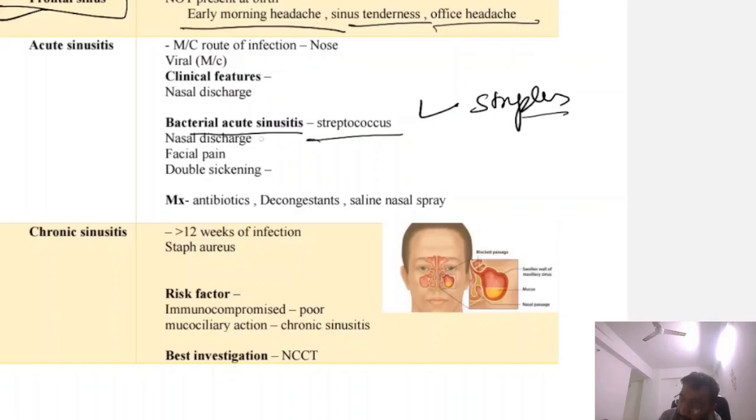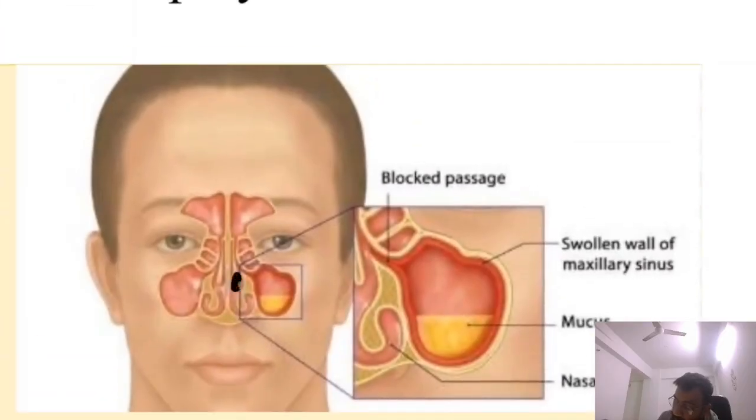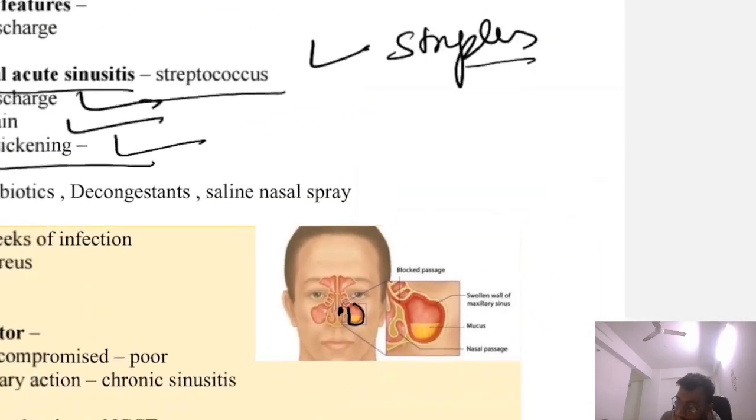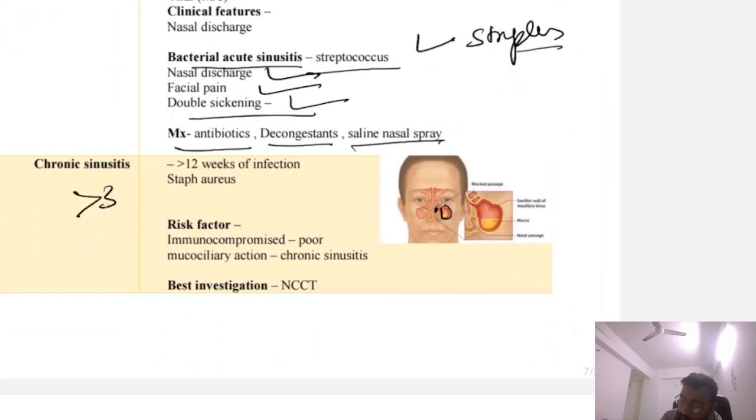The patient will present with nasal discharge, facial pain, double sickening, because you can see this is the nose and this is the maxillary sinus, so the maxillary sinus is filled with mucus. So how will you treat the patient? Because it is an infection, you have to give antibiotics, decongestant, and saline nasal spray. If the infection lasts greater than 3 months, then it leads to chronic sinusitis.